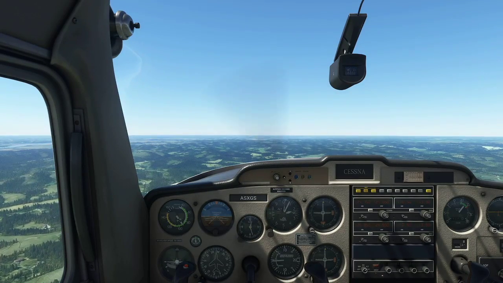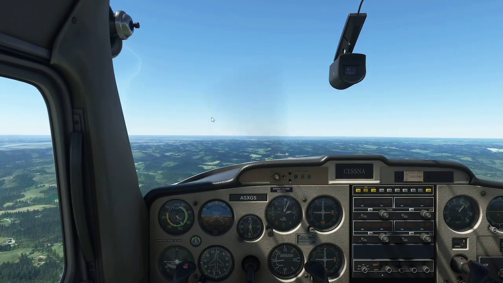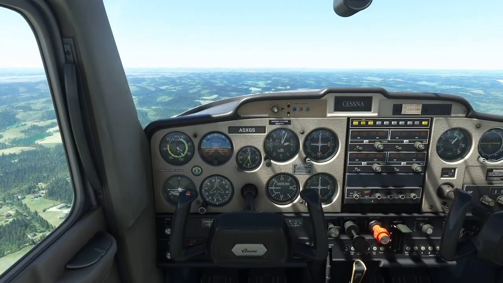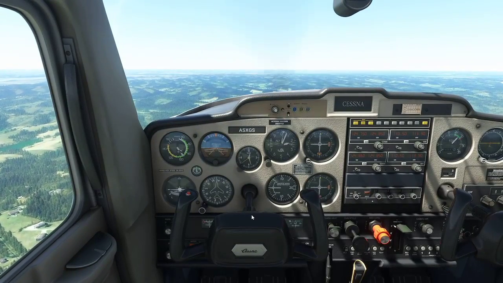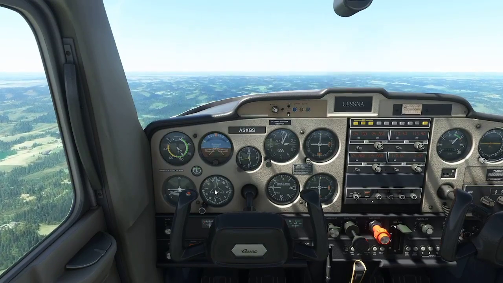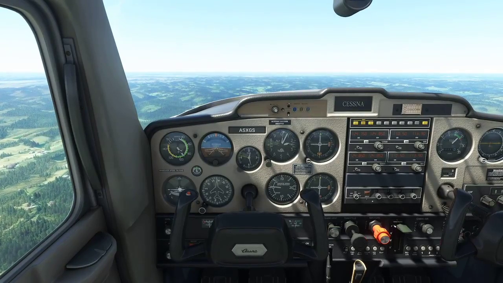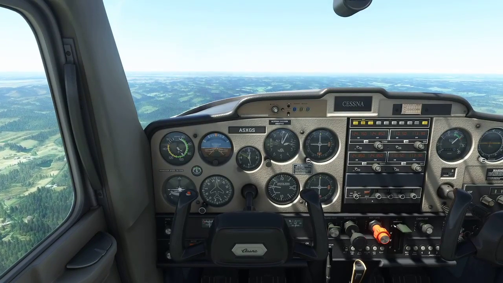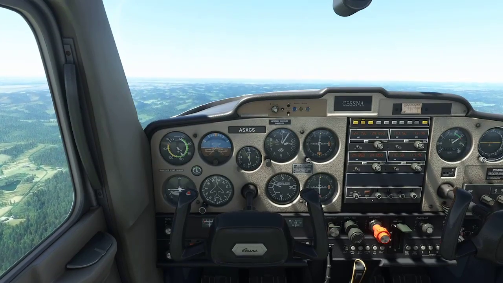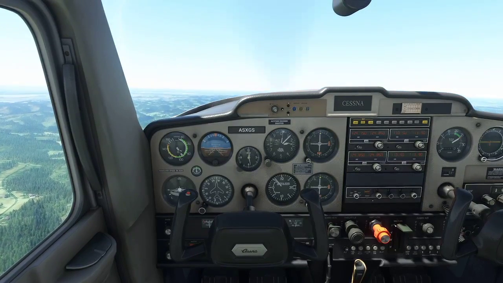Next, I want to show you what happens if I do not touch the yoke. I'm not even going to touch the yoke. I'm going to leave this alone. Unless the plane starts to bank, but I think it's pretty level, I might have to control the ailerons a little bit, but we'll see. I'm going to add power, and you'll notice what happens when you add power.